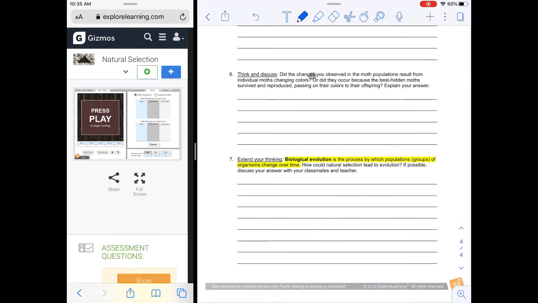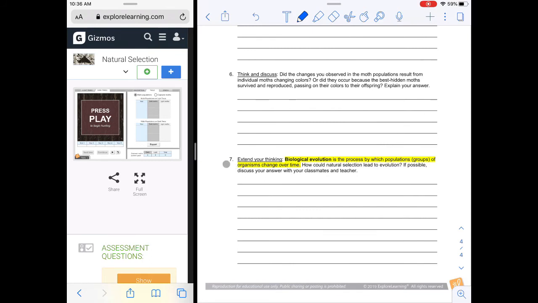So you need to choose, of those first two questions, which one do you think happened? Did the changes in the population happen because individual moths changed colors? Or did the change in the population happen because the moths that could camouflage survived and could pass on their traits? This is making a connection to genetics. The traits that are passed from parents, how do those affect the offspring, or in this case, the baby moths? And then try to explain why you think that the individual moths changed colors, or why you thought the best hidden moths survived and reproduced, and include that in your answer.